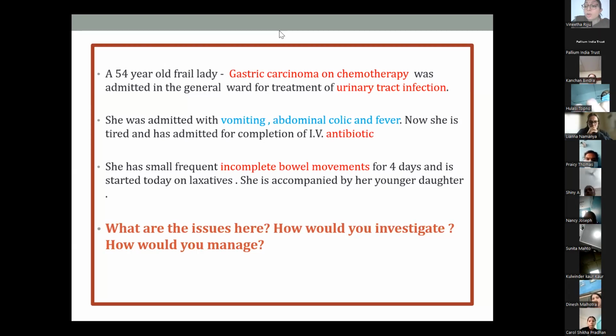So the cause is being looked into. Antibiotics are being given to treat that reversible cause for the vomiting. Yeah. And also the incomplete bowel movement. Probably constipation is also aggravating the vomiting. So giving proper laxatives and adjusting the dose of the laxatives is also going to help.